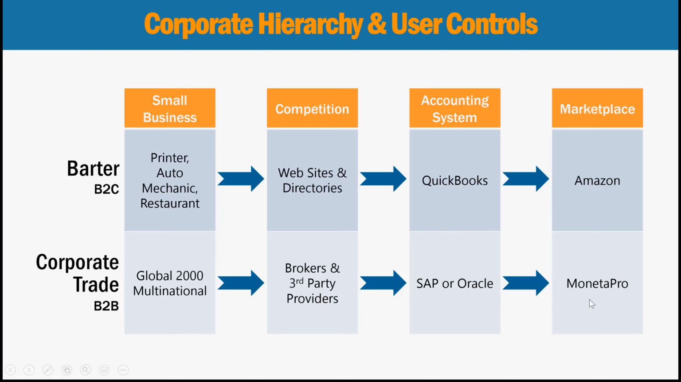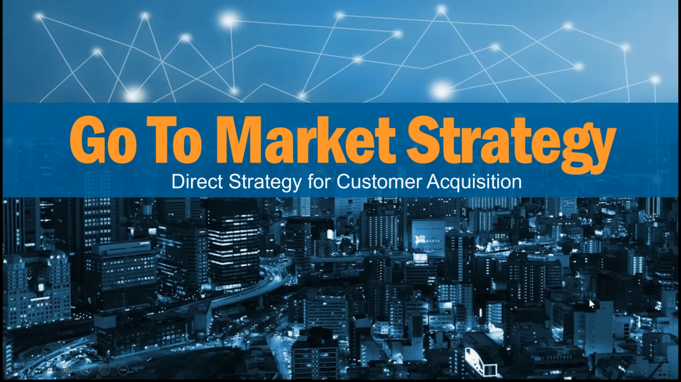Again, single user sign-on. Corporate trade is totally different. Multinational corporations. Competition is primarily brokers and third-party providers, and the accounting systems, SAP and Oracle. Again, QuickBooks and SAP are accounting systems. They just function much differently, just like our definitions of barter and corporate trade. MonetaPro wants to be that marketplace for global corporate trade.